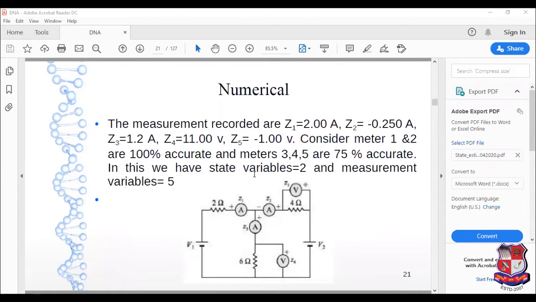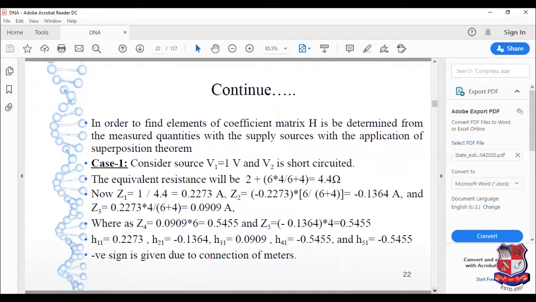Here it is very important to form the H matrix from the topology of the network. In this example, which we have discussed previously, we have 5 measurements Z1 to Z5 and 2 state variables, which are V1 and V2. So we have formed our H matrix by using the superposition theorem, and case 1 and case 2 are discussed. In this numerical, the number of state variables n is equal to 2 and the number of measurements m is equal to 5.